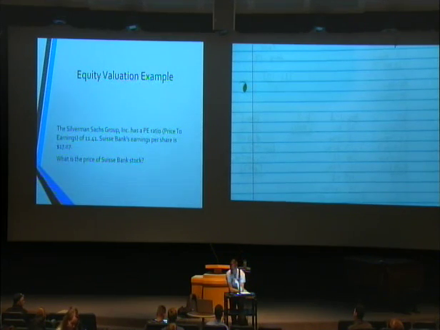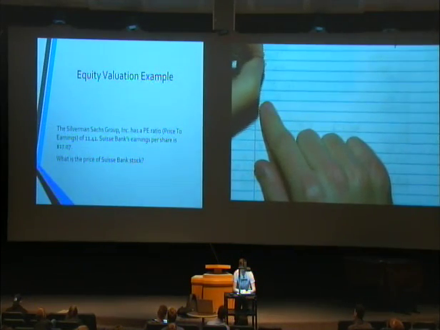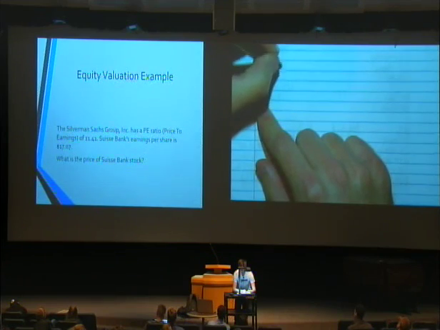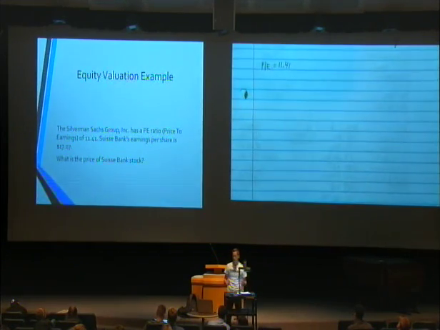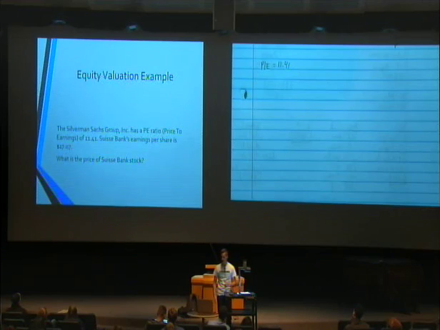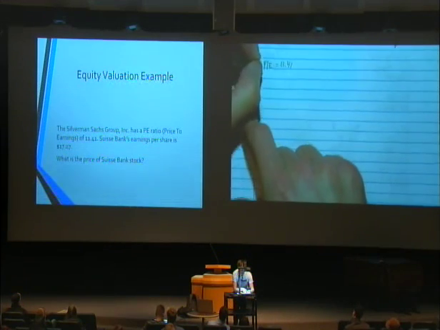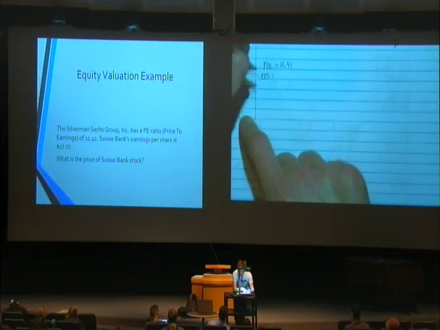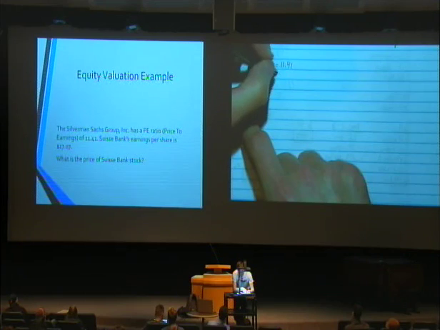Okay, so the Silverman Sachs Group has a price to earnings ratio of 11.41. So our PE ratio equals 11.41. What is the PE ratio? Well, it is the price to earnings. So the price, meaning the price of our equity or the price of our stocks, divided by the earnings, meaning either the total earnings of the firm, or our net income, or the earnings per share, depending on what they give us. Oh, they give us earnings per share. So we know our EPS is equal to 17.07.